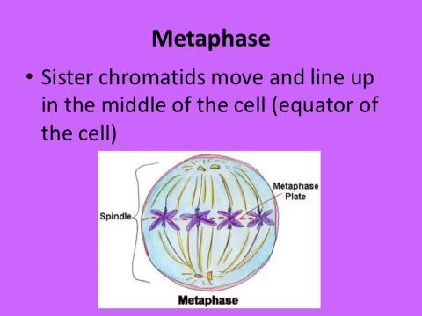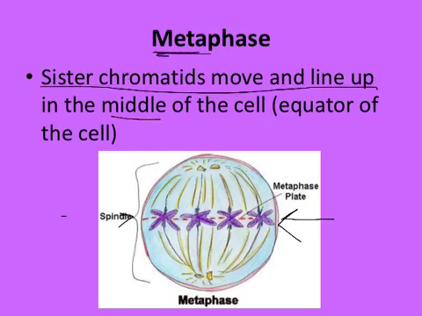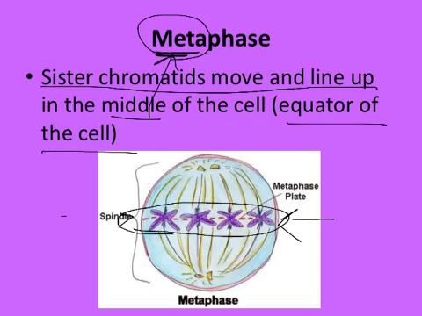Now, metaphase, like I said, is where your chromosomes are lining up in the middle of the cell. Okay? What you've got is your sister chromatids are going to move and line up in the middle. And remember, meta means middle. So it's the equator of the cell. It's the very middle of the cell. If you see chromosomes in the middle in one straight line, middle means meta.